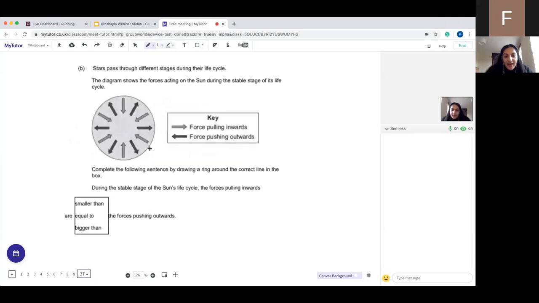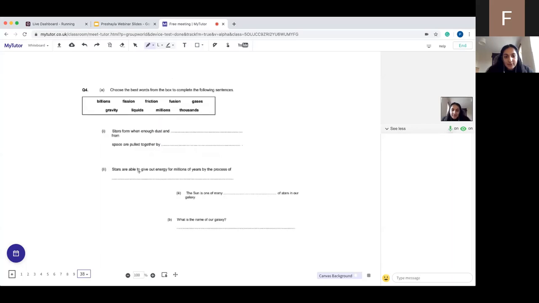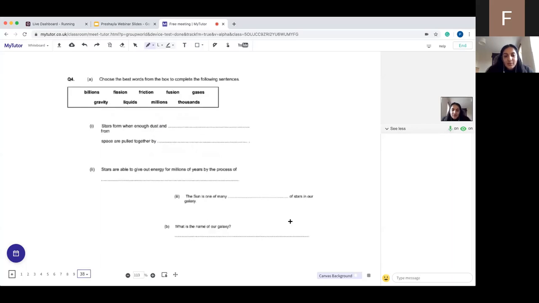So again, we have this importance of when a sun or a star is stable, the forces inwards and the forces outwards balance, okay? So they are equal to each other. Very important aspect of a star being stable. So you can see that the same questions come up time and time again, which is why I've left them in, so that you can see just how often and how uninventive they are with their questions.